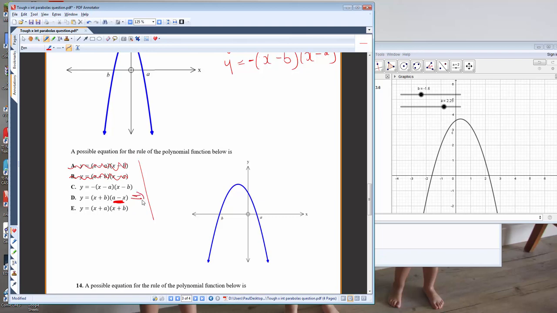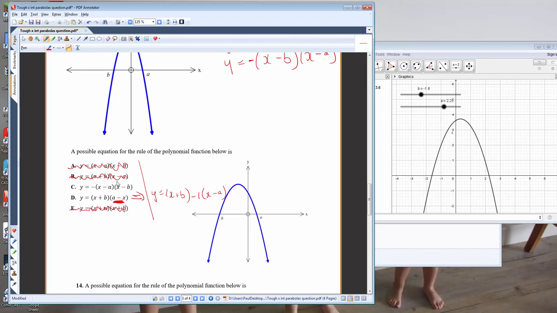Now, why is that the case? I've got y equals (x plus b), and I'm going to pull out -1 as a common factor, and I get (x take a). And so that negative can be put here at the front, because of the multiplicative nature of multiplication, the order doesn't matter. So that is certainly an inverted parabola, and this one here is an upright parabola, so it's out.